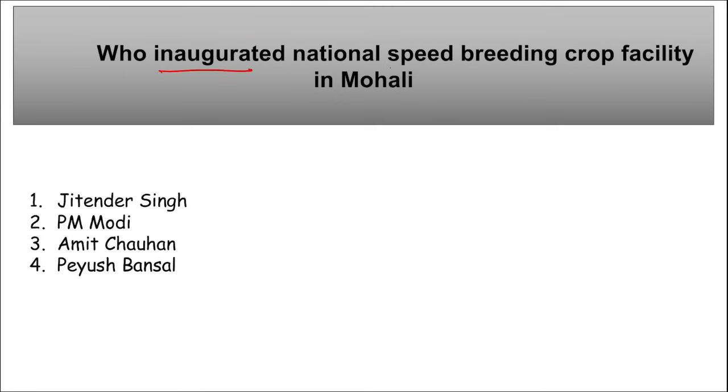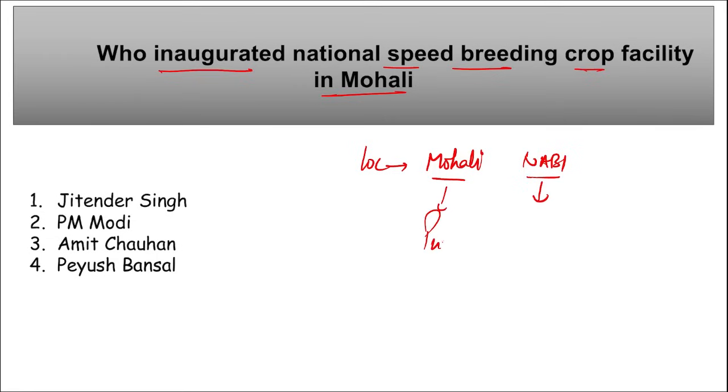Who inaugurated the National Speed Breeding Crop Facility in Mohali? So a national speed breeding crop facility, right? Where was it launched? Mohali location is important. It was launched in NABI, Mohali, right? And the question asked here is who inaugurated this National Speed Breeding Crop Facility. What is NABI? NABI is your National Agri-Food Biotechnology Institute. This is in Mohali. And where is Mohali? If the name of the state is being asked, it is in Punjab, right?